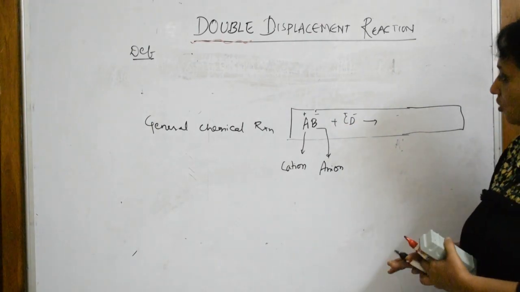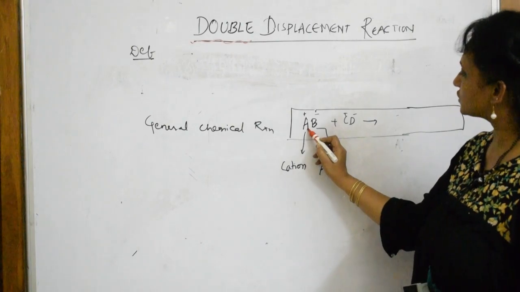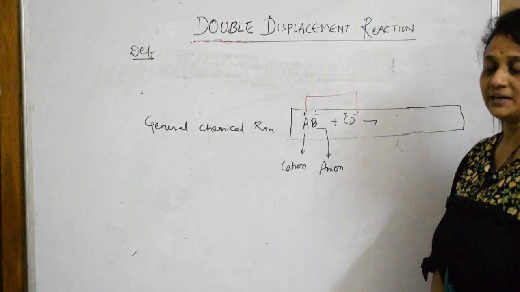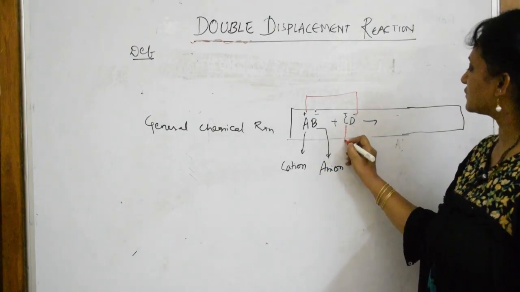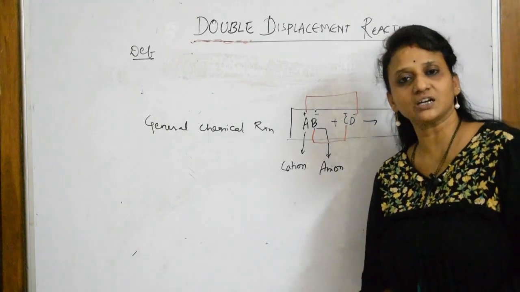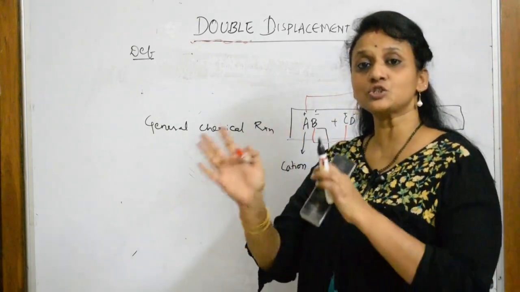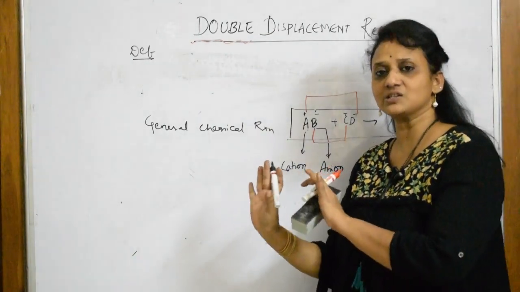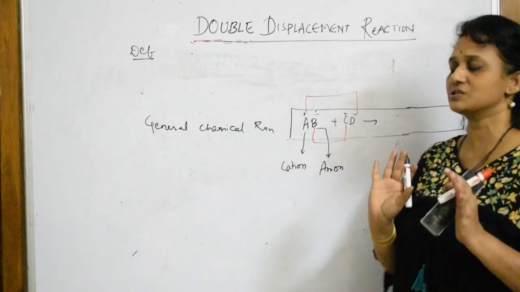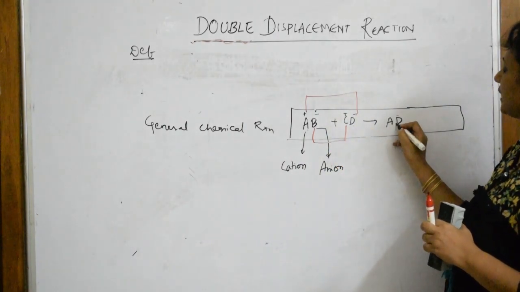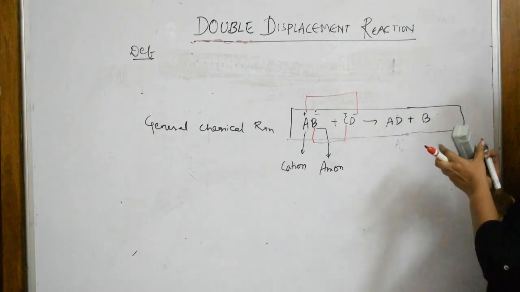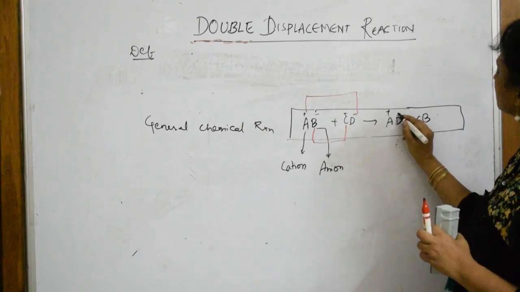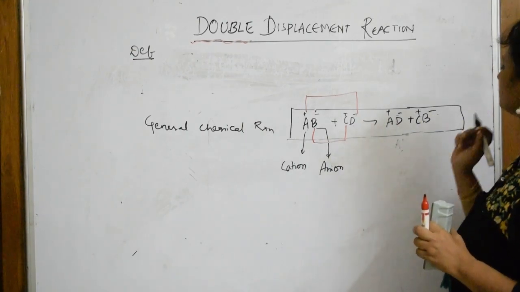Now observe, the cation of the first one and the anion of the second one get combined. Again, the cation of the second one and the anion of the first one combine. That means there is exchange of ions. Let us write what product I got. Plus combines with minus, minus combines with plus. Here I get a product of AD plus CB. Why? Because as I said, first should be cation, second should be anion.